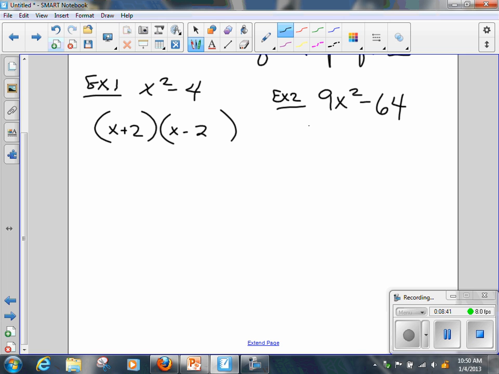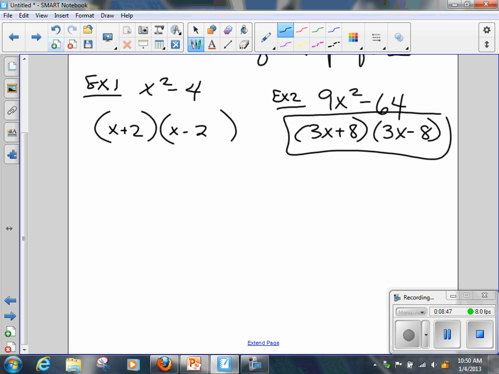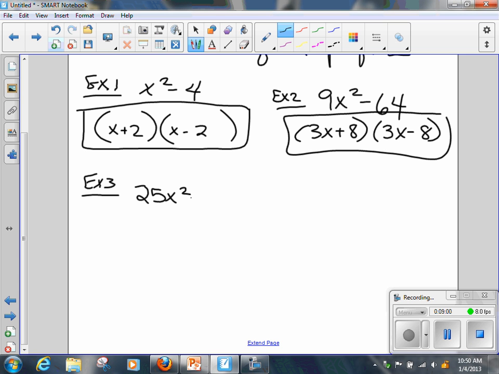Oh, how do we break this one down? 3x plus 8? 3x minus 8? How many of you had that? Hands up. All right. How about this one? Here we go. 25x squared plus 36. Go.